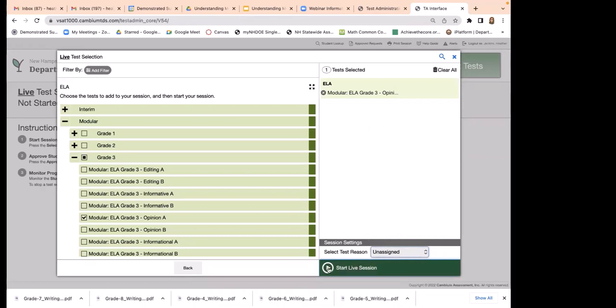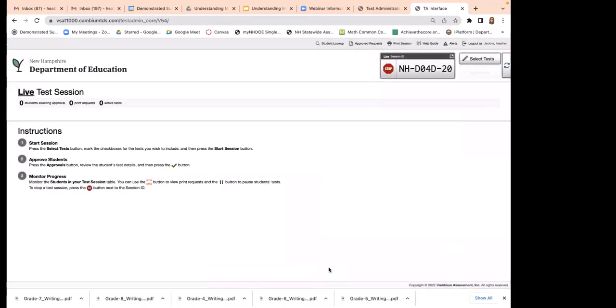And then what this does is this starts a live session, and you get this session ID, and that's where the students log in, just like they do for the summative. They need their first name and they need their SSID, and they're able to log in, and then they can take this particular modular. You give them this information, and then as soon as students start logging in, you'll start approving the students and getting them into the session, and they can answer the questions.